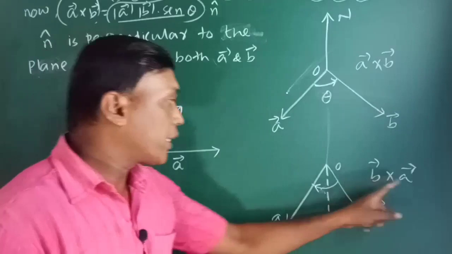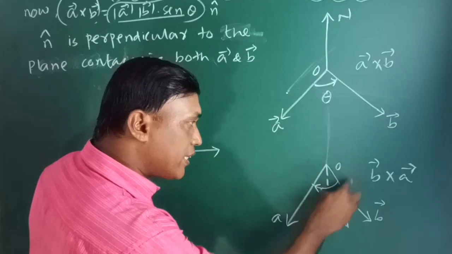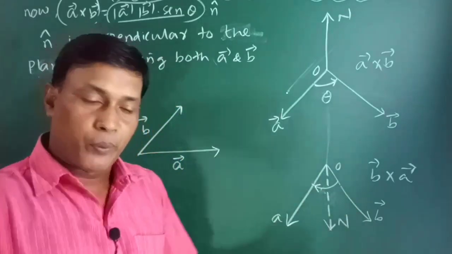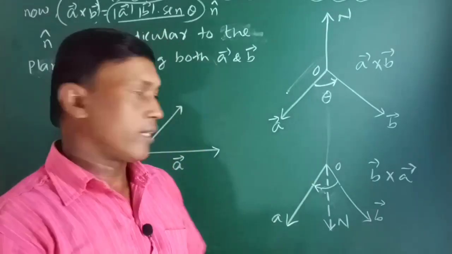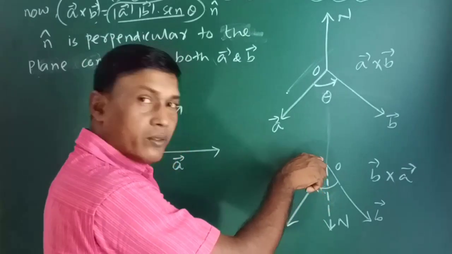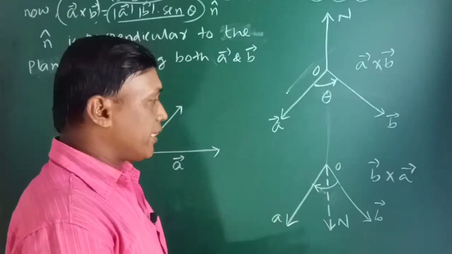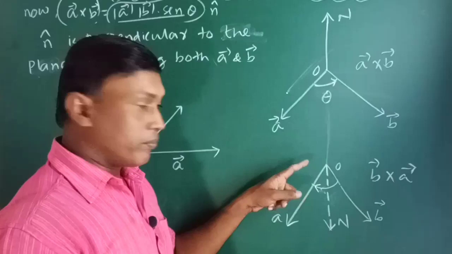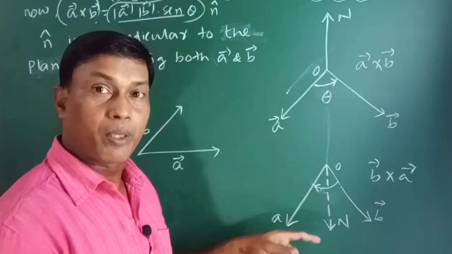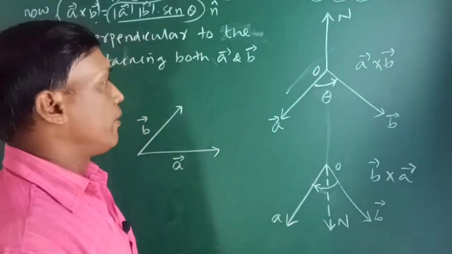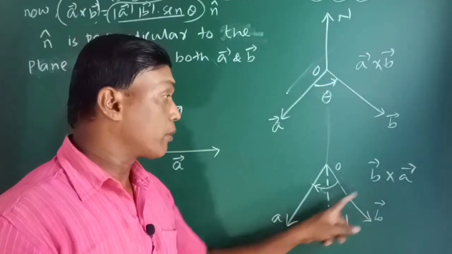Here B cross A, B to A, that means B to A means this direction, and this is clockwise direction. And if you rotate a screw in clockwise direction, the screw enters downward. So here the screw moves in downward direction. That means here for B cross A, the unit vector is downward to the plane, perpendicular to the plane but moving downward. So look here, this is the direction of A cross B, this is the direction of B cross A.